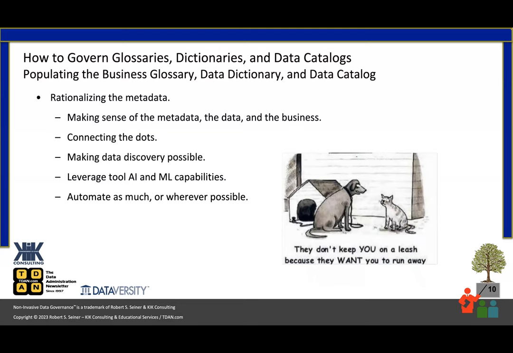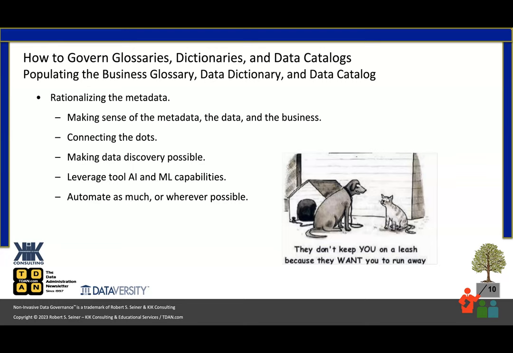But what is rationalizing the metadata? It's making sense of the metadata, making sense of the data, making sense of the business. A friend of mine, in a presentation they gave recently, talked about the CCDO role. The CCDO stands for the chief connector of the dots. And that's really what a CDO does, is connecting the dots. When you're rationalizing your metadata, you're connecting the dots between one system and another system, between your glossary and your dictionary, between your glossary and the domain.